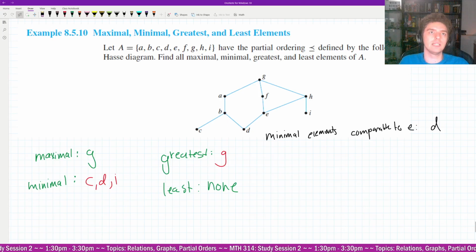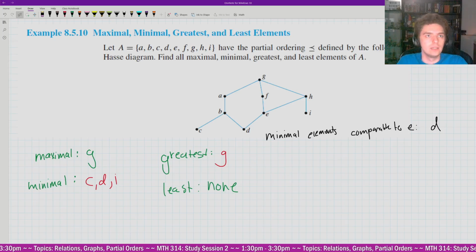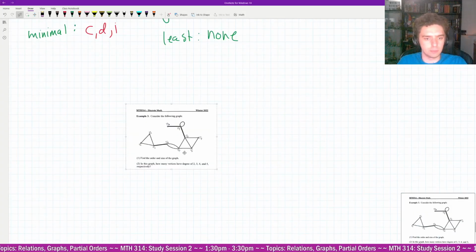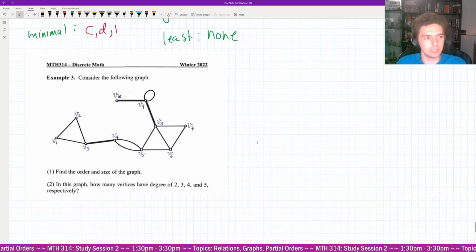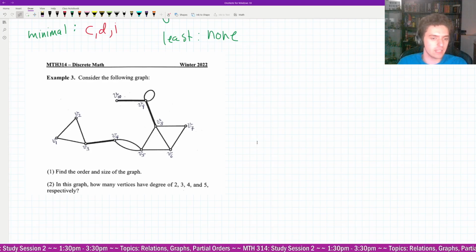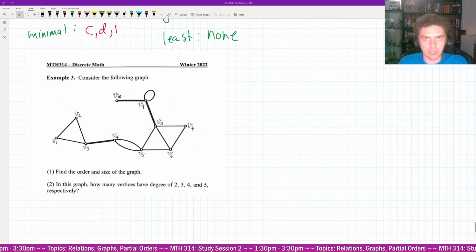Okay, let's look at the last one. Okay, I mean, this takes 2 minutes, so let's just go through it quickly. Obviously I know some people have CPW, so I'm not going to spend too much time on this, but for people who have banana, we didn't go through this. Consider the following graph, find the order and size of the graph. So we just have to find the definition of order and size.